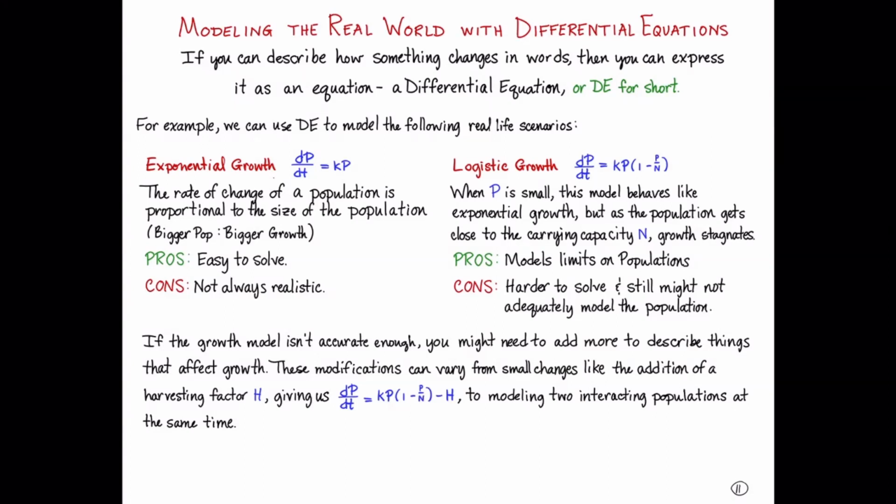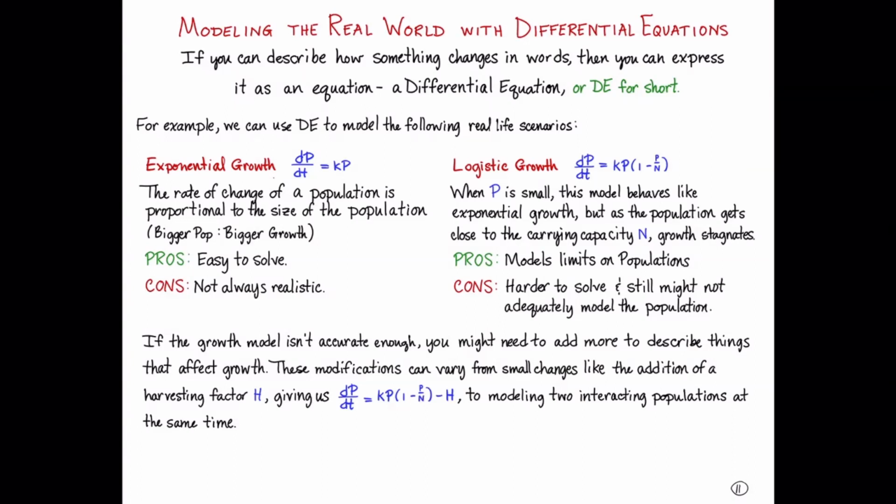But the big con is it's not realistic. It works really well for small values of time, which also corresponds to small populations. But as time goes on, this exponential growth model doesn't have any limiting factors. So the population will just grow and grow to infinity, which is a very unrealistic model. So logistic growth starts to account for some of these limiting factors to make the model more realistic.